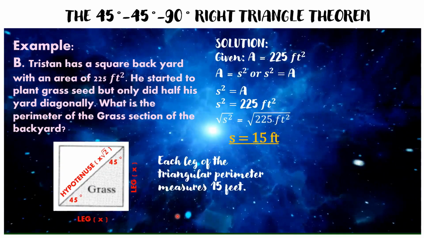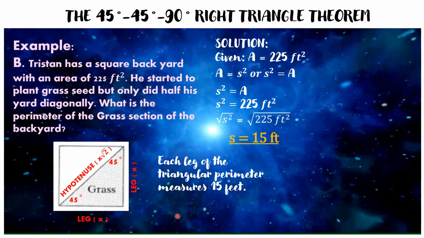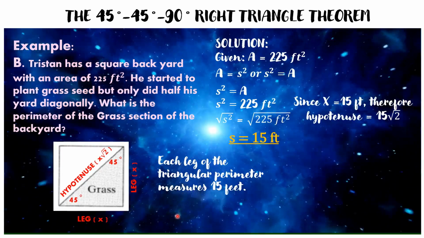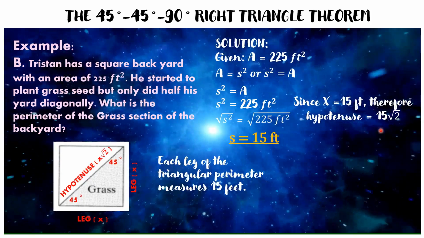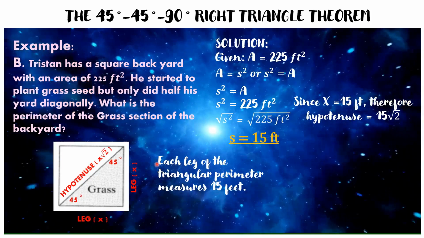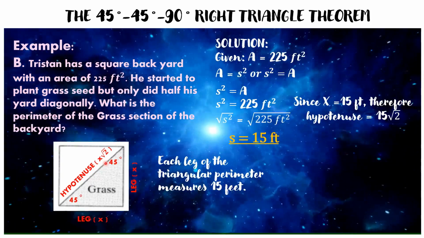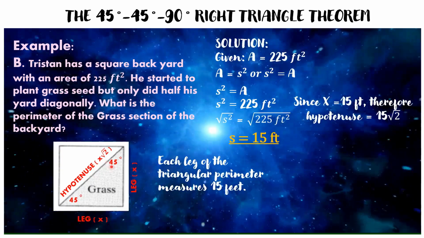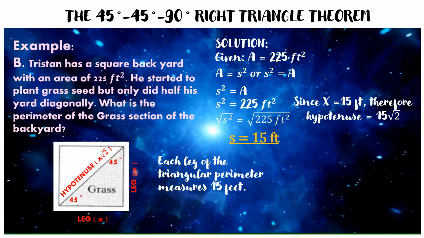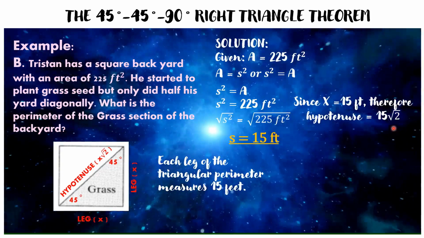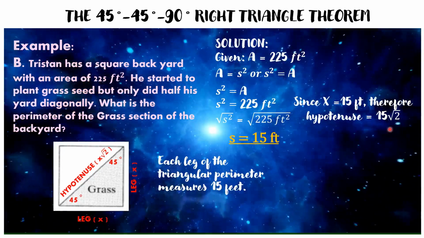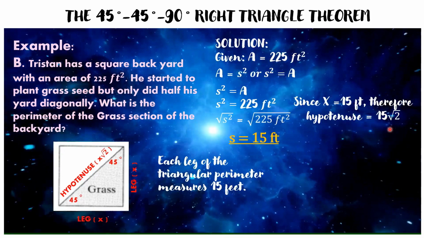Para naman po doon sa hypotenuse, okay po, since x is equal to 15 feet, therefore hypotenuse is equal to 15 square root of 2. Since hypotenuse is represented by x square root of 2, kung ano yung value ni x, which is 15, imumultiply lang po natin kay square root of 2. So, ang hypotenuse natin ay 15 square root of 2.